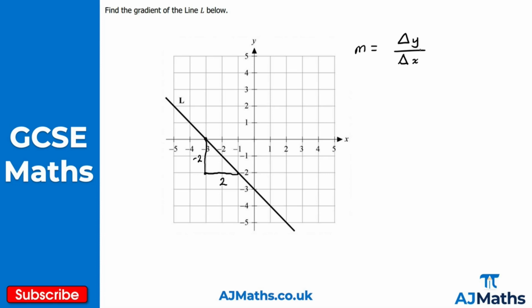So the change in y, well, that would be how many we've gone down, which in this case is 2. So we take that as negative. Okay, because this is a negative gradient. I get minus 2 over the change in x, which is 2 here. So minus 2 over 2. And in this case, I'm going to get minus 1 when we simplify that. And there we have it. So do think about these straight lines here and what you would expect. Obviously, if I got a positive gradient here, we'd know we'd done something wrong. We should get a negative gradient there. So the gradient of the line L here is equal to minus 1.